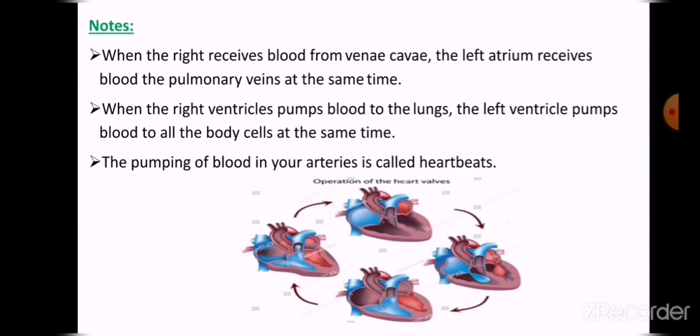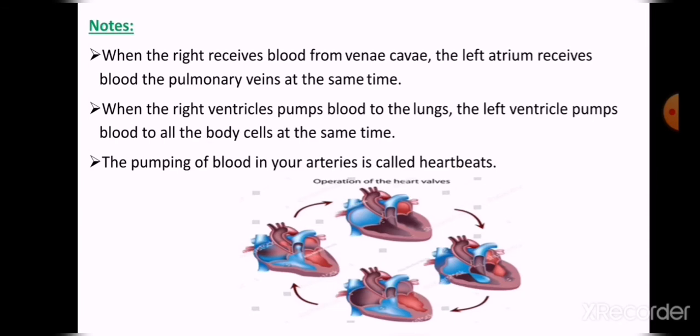We have to know some notes. When the right atrium receives the blood from the vena cava, the left atrium receives the blood from the pulmonary veins at the same time. So the atria receive the blood at the same time. And also, when the right ventricle pumps the blood to the two lungs, the left ventricle also pumps the blood to all the body cells at the same time.